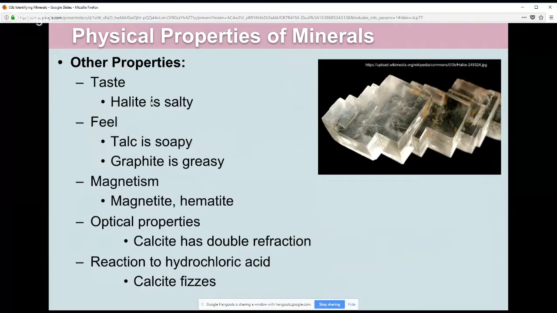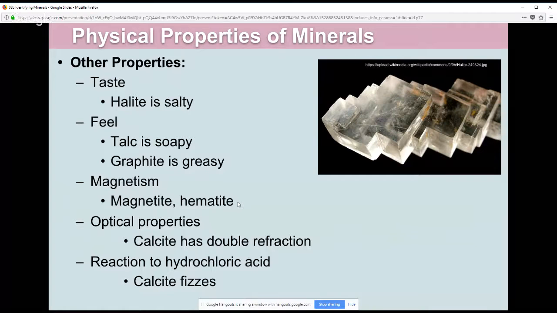Some other properties worth noting that some of the more common minerals have. Halite, if you're willing to lick it, is salty to taste. And there's a beautiful picture of halite showing its 3 planes of cleavage at 90 degrees. Talc feels like talcum powder, soapy feel. Graphite has a greasy feel. You can write on paper with it. Some minerals are magnetic, like magnetite, creative name for a magnetic mineral, and hematite, both iron-bearing minerals.